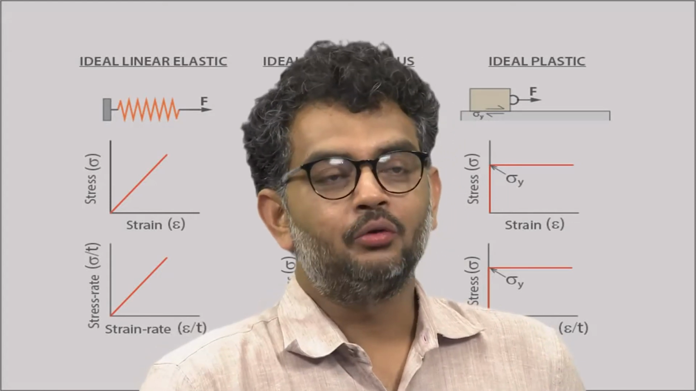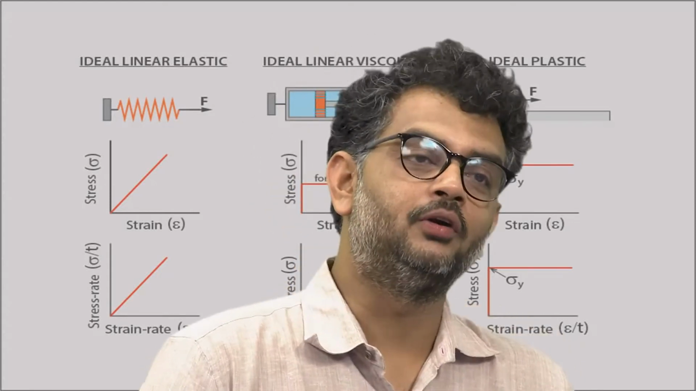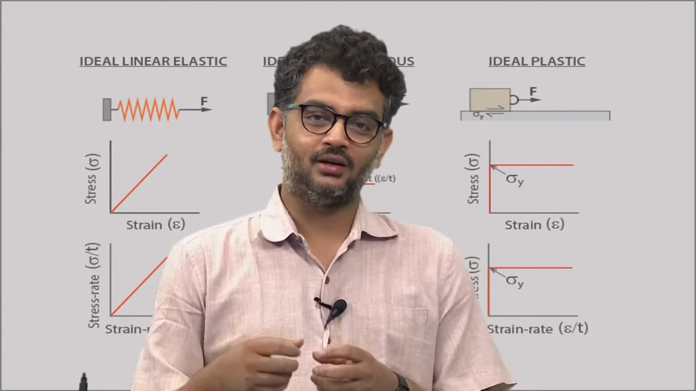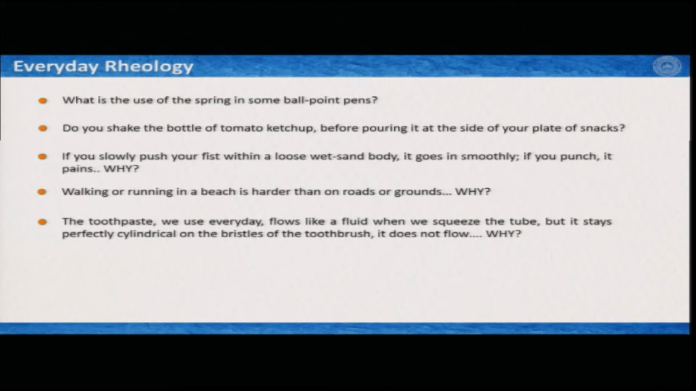Now, another thing that we use every day, particularly in the morning, the toothpaste. When we squeeze the toothpaste, it comes like a fluid from the tube. But when it comes out and we allow it to rest on the bristles of the toothbrush, then it stays, if you do it perfectly, like a cylinder over the bristles. It doesn't flow, it doesn't deform, it remains as a cylinder. It does not flow. The question is why? Why does it not flow, but when you squeeze, it is flowing very, very easily?